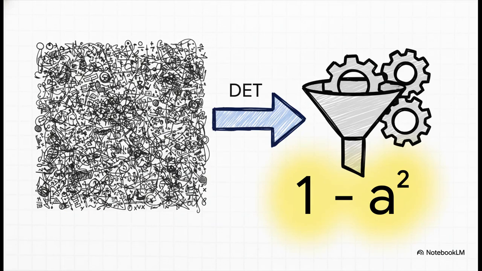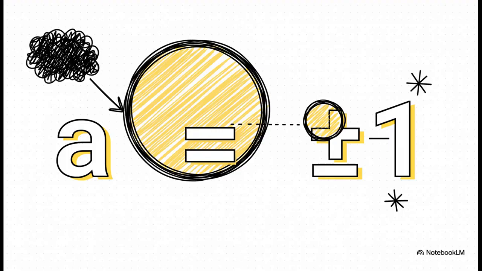So we line them up, we run the numbers, and after all that complex arithmetic, the whole complicated web of relationships boils down to this one beautiful, simple expression, 1 minus a squared. It's amazing, right? All that complexity simplified. And bam, there it is, our first major breakthrough.